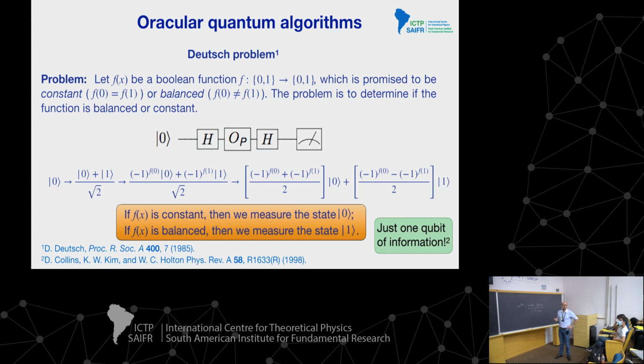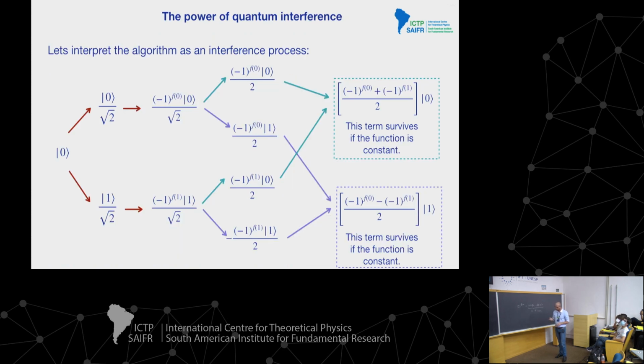Yeah, it's clear the idea of the simple algorithm. This is the simplest algorithm in quantum mechanics, right? In quantum computation. Okay, here you can understand this problem as an interference problem. Let's start with a qubit in the state 0. After the Hadamard gate, the system splits, I mean, into 2 paths, right? And then each path passes through the oracle, and each state acquires a phase depending on the value of the function, right?